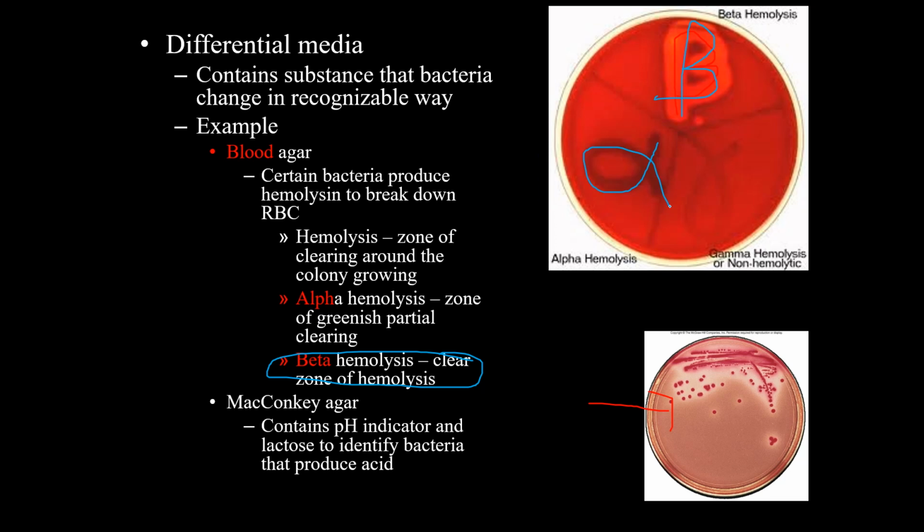Alpha hemolysis is what you see right here. This picture doesn't show it quite as well as I want it to, but what happens is you mostly break down the red blood cells, but not completely. So instead of clearing them out, you end up with essentially blood cell poop, and it looks greeny brown. So with alpha hemolysis, you get partial clearing that ends up looking sort of greeny brown instead.